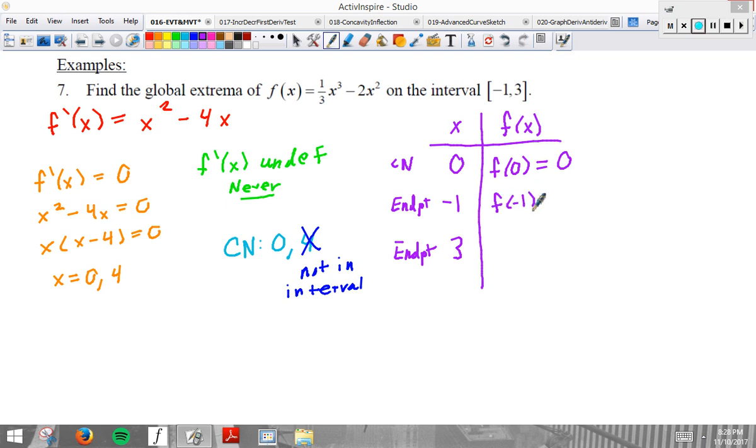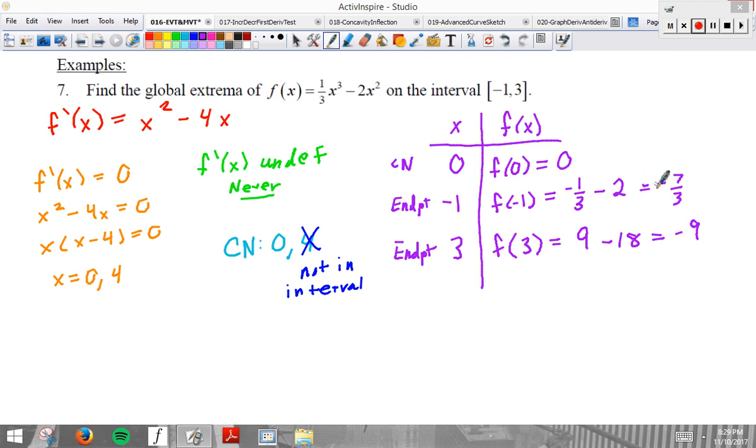F of -1 would be -1 cubed is -1, minus 2, 2 times -1 squared, which is actually -7/3. In this case, we will want to simplify all the way. We have to use these values to compare one another. And f of 3 would be 1/3 times 3 cubed is 1/3 times 27, or 9. 2 minus 2 times 3 squared, minus 2 times 9, 18, which is -9.